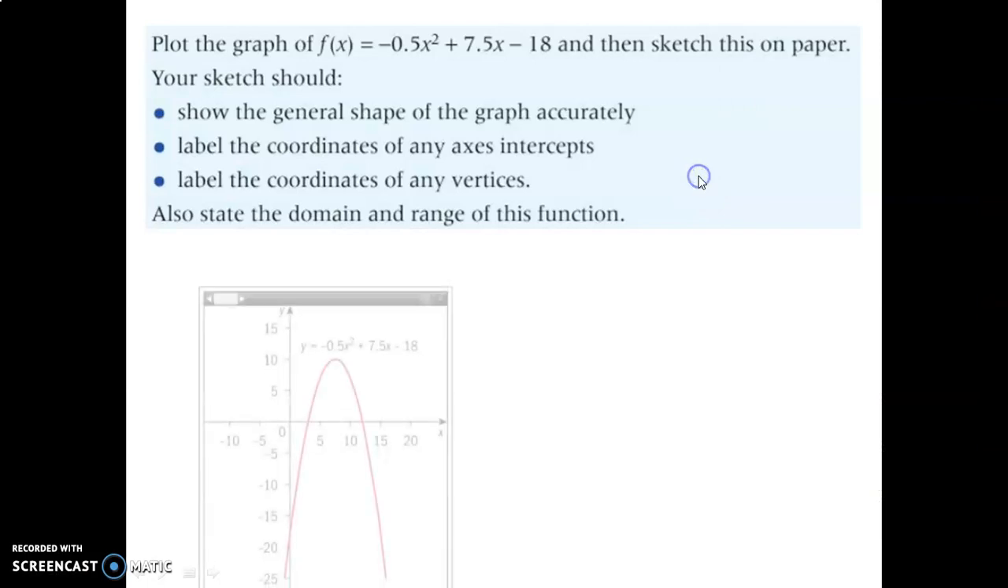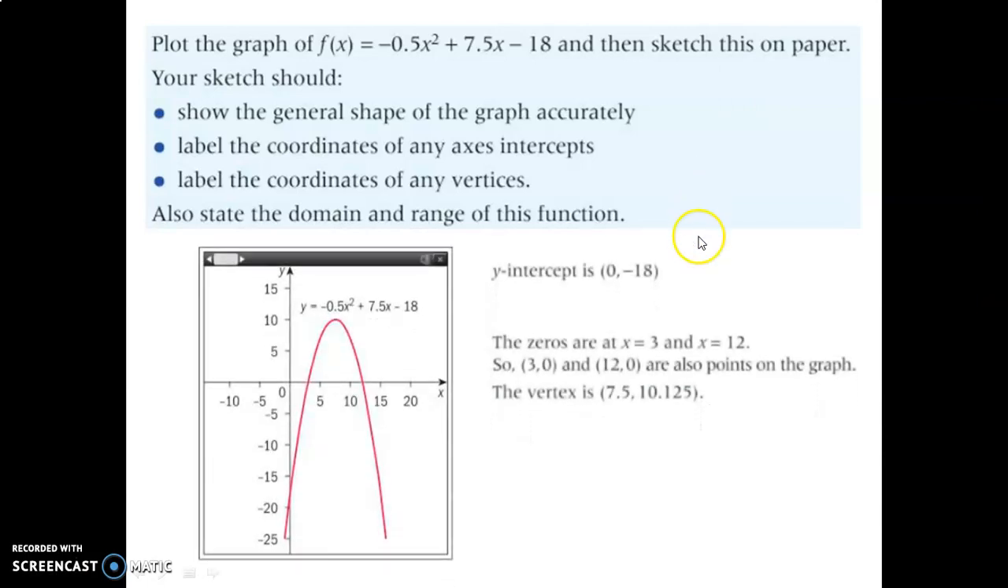Great. So check your work here. Make sure you draw a sketch on paper. Check here. Now what's the domain and range? Okay, here's the domain. This means all real numbers. X can be any real number. This parabola goes forever here, forever here. It can be any real number.